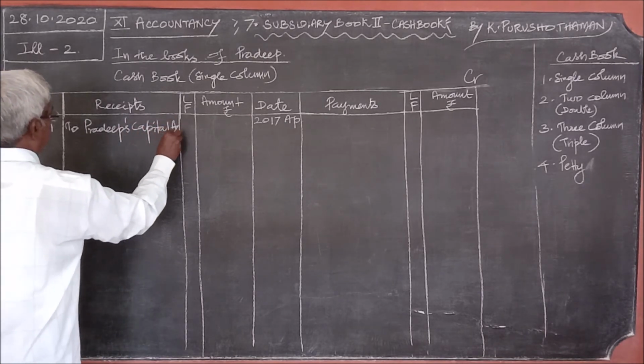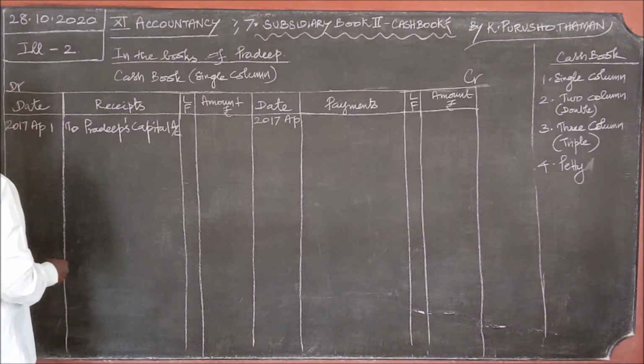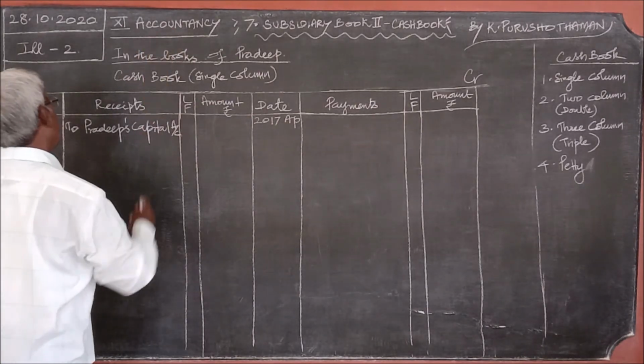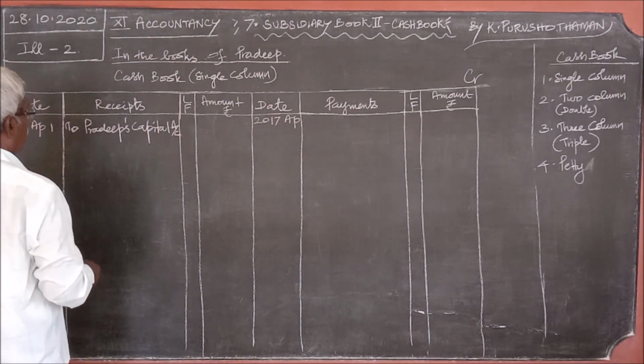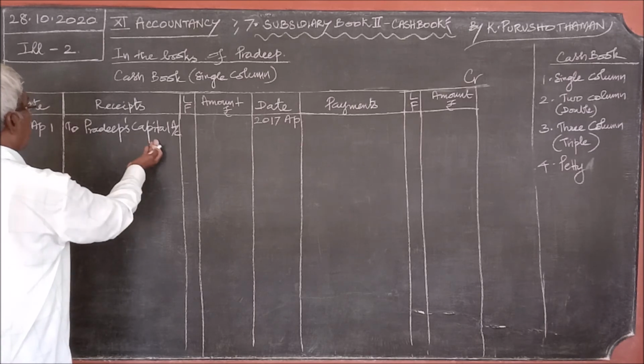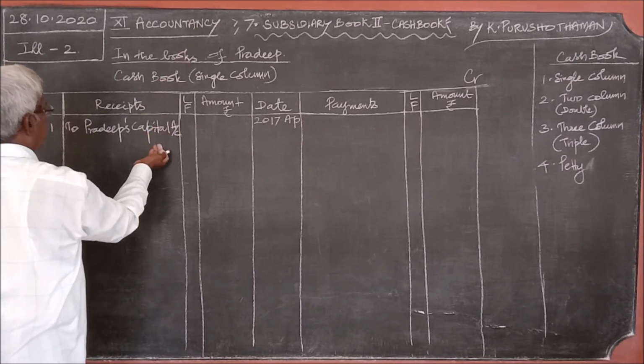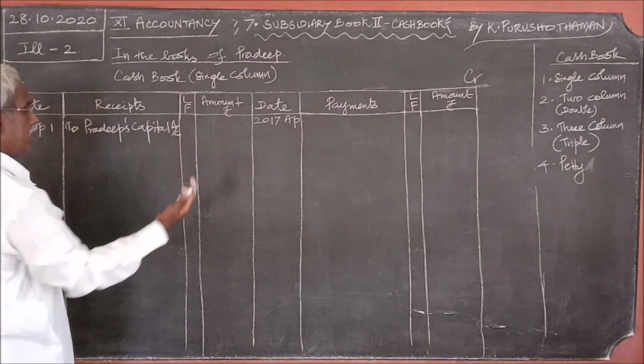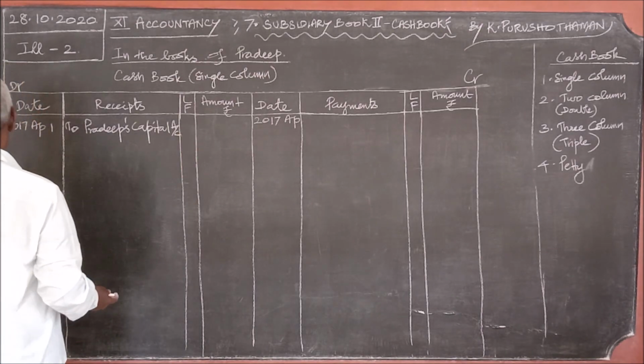Generally, if you write the capital account, nothing wrong. But since this is Pradeep's book, you can write Pradeep's capital account. Even if you miss the name, it is in the books of Pradeep. Therefore, it is Pradeep's capital. It is understood. Okay? Right.